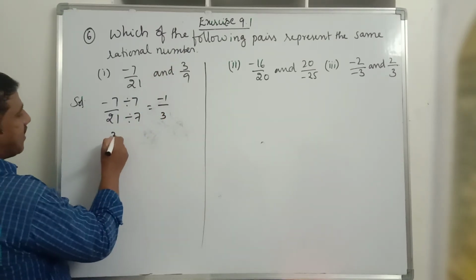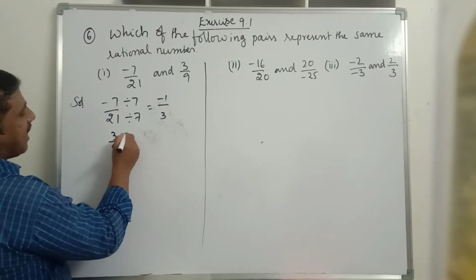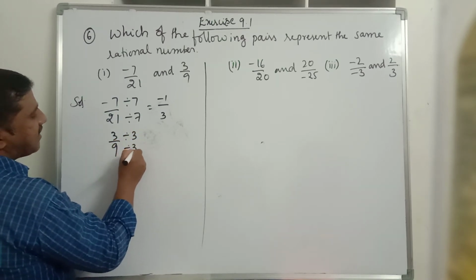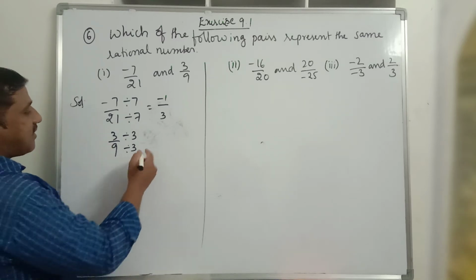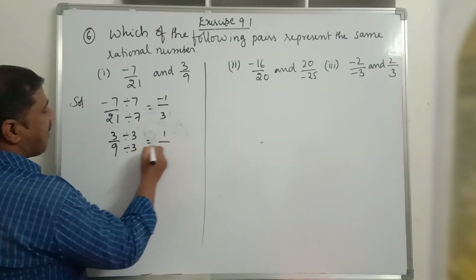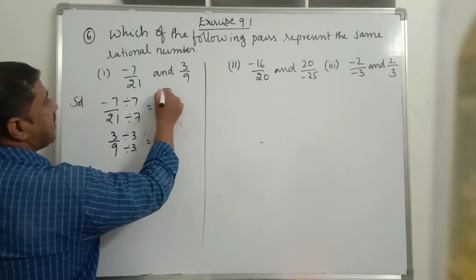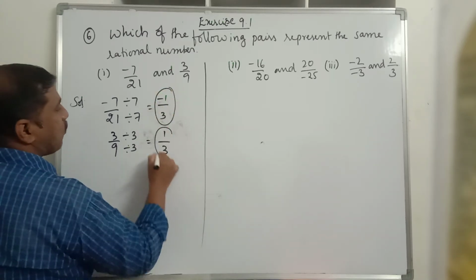Second fraction it is 3 by 9. So 3 by 9, both are divided by 3, as 3 is the common factor for 3 and 9, that is, the HCF of 3 and 9 is 3. 3 ones are 3, divided by 3 threes are 9. This is minus 1 by 3 and this is 1 by 3.